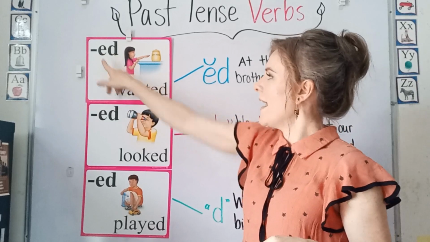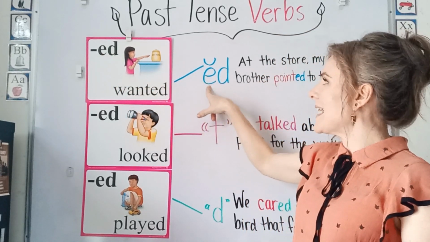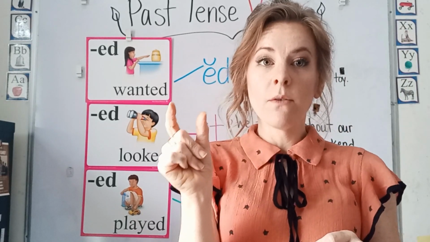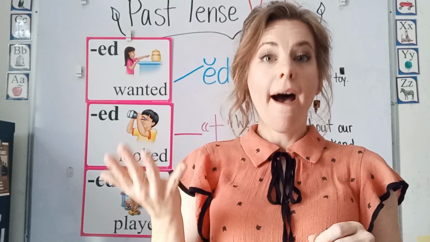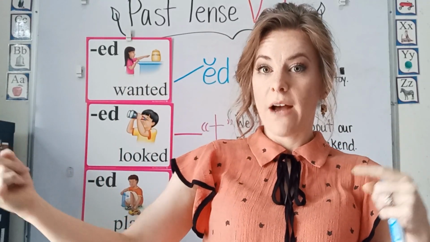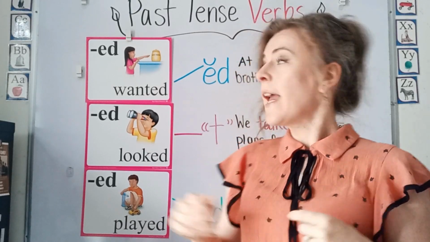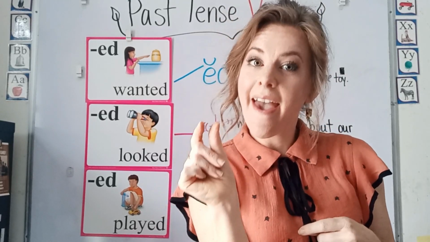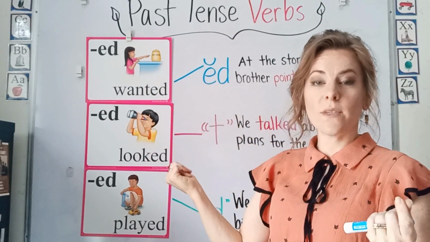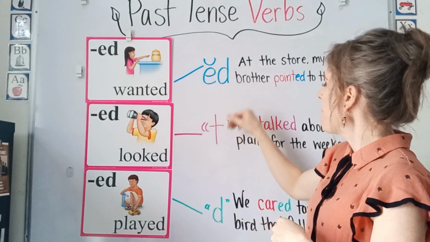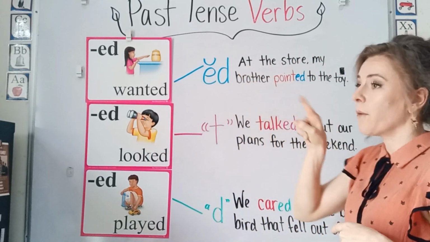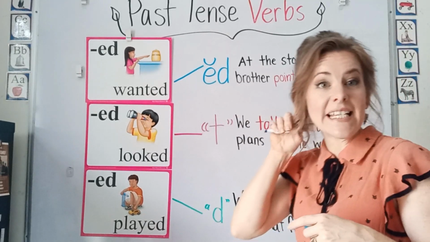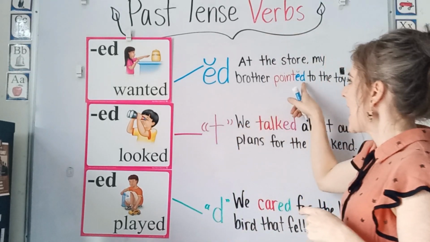Okay, so we're going to look at an example of each and go over these three sounds together. The ed in wanted makes a short e and a d sound, okay? We have short vowel sounds and we have long vowel sounds. And in this special sound, the e makes a short sound, and then the d just makes its own sound, ed in wanted. Okay? At the store, my brother pointed to the toy. So this one is the short e sound. It sounds like a short e and a d sound.